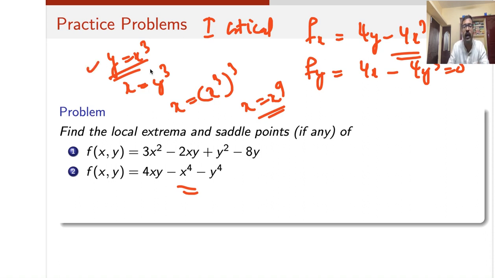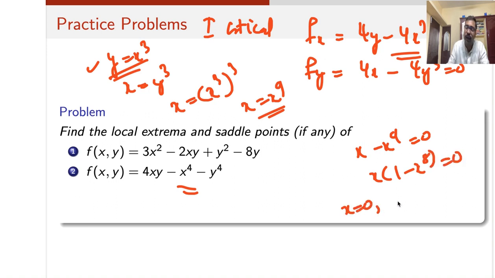So x is equal to x raised to 9, or x minus x raised to 9 is equal to 0, or x into 1 minus x raised to 8 is equal to 0. So your x can be 0, then it can be 1, it can be minus 1. There are also other values, but they will be only complex values. So the real values are only 0, 1 and minus 1 here. The rest of the roots will be complex, so they are not needed here.